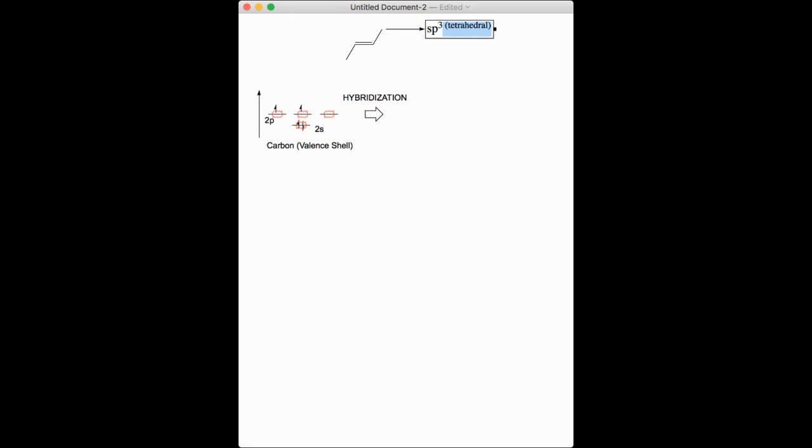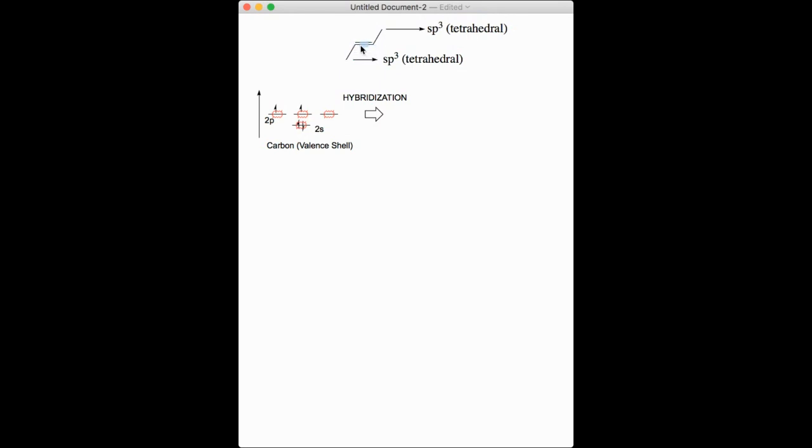Okay, that's an sp3 hybridized carbon. The one on the bottom, which only has single bonds, will also be sp3 hybridized. So the 4 sigma bonds of this carbon will be through sp3 hybridized orbitals. What about these two in the center?